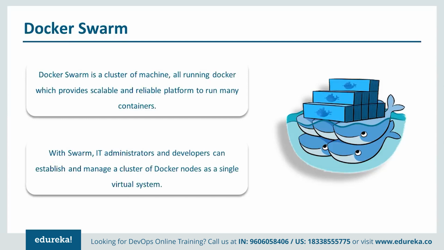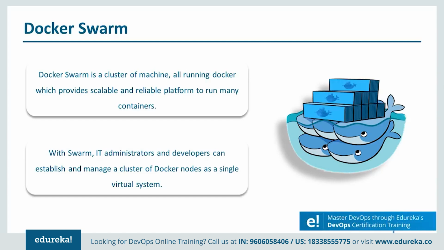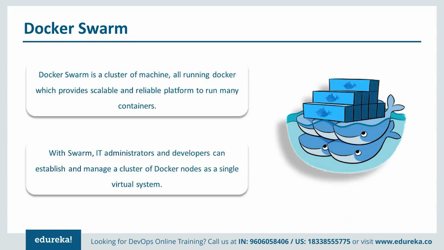Now let me brief you a little bit about Docker Swarm and tell you the significance of Docker Swarm in Docker networking. In simple words, Docker Swarm is a cluster of machines all running on Docker. This provides a scalable and reliable platform to run many containers, which enables IT administrators and developers to establish and manage a cluster of Docker nodes as a single virtual system.